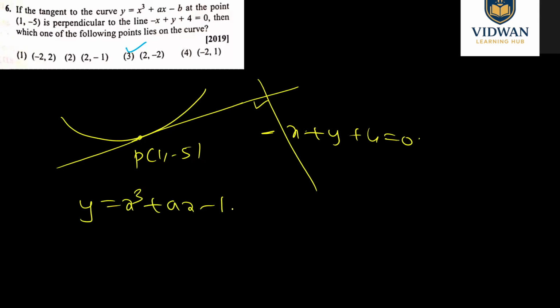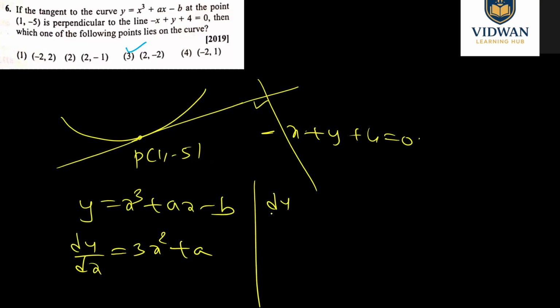If you differentiate the curve equation, you'll get the tangent slope. So dy by dx equal to 3x square plus a is the derivative in general. At the point P, what is the derivative? We'll write down dy by dx at the point P. You'll have to substitute the coordinates of P in that, and that will give you 3 into 1 square plus a. So it is 3 plus a.